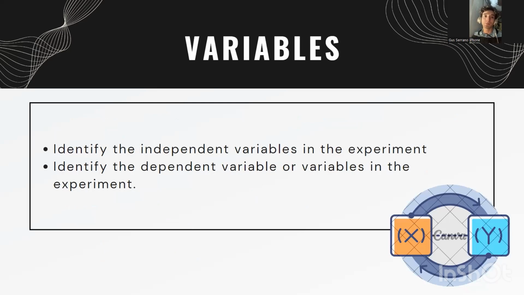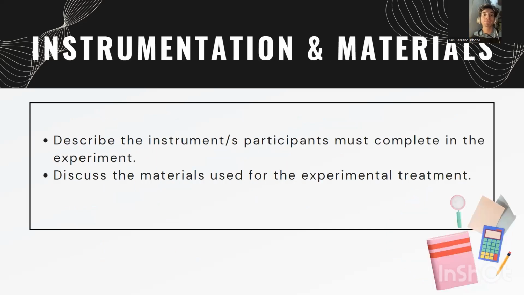Now, variables. First of all, identify the independent variable and the dependent variable or variables in the experiment. Instrumentation and materials. Describe the instruments that participants must use in the experiment. Indicate the validity, reliability, the individuals who developed them, and any permissions needed to use them. Discuss the materials used for the experimental treatment. This plan might include special writing instructions to ensure that materials can be administered without variability to the experimental group.